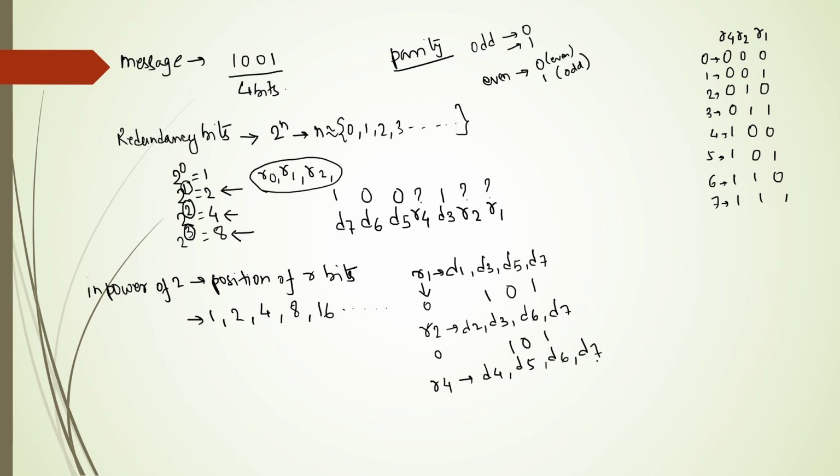Okay. And lastly, for R4 there is nothing in D4. So D5 is 0. D6 is 0. And D7 is 1. So again we can see that there is an odd number of 1s here. So again it will be a 1. Clear till this?